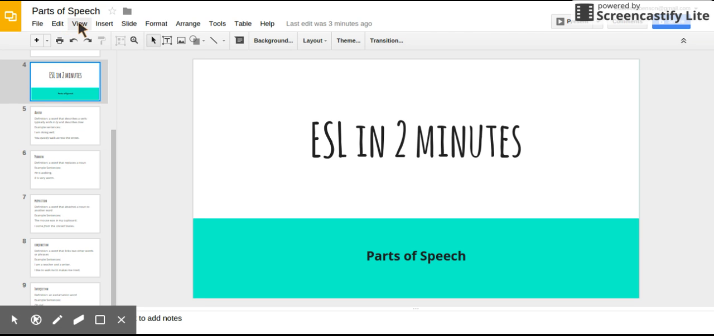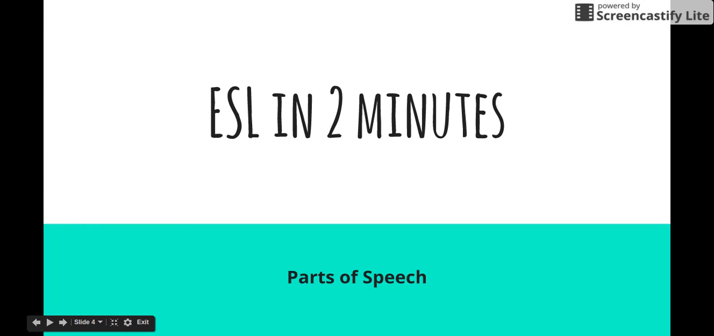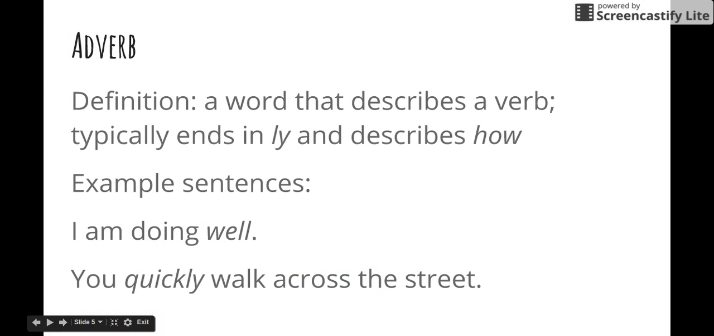Today we will be continuing our discussion on the parts of speech. An adverb is a word that describes a verb. Typically, adverbs end in ly. They don't always end in ly, but usually they do. And an adverb answers the question of how something is done.